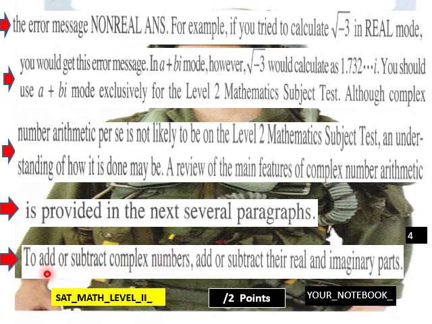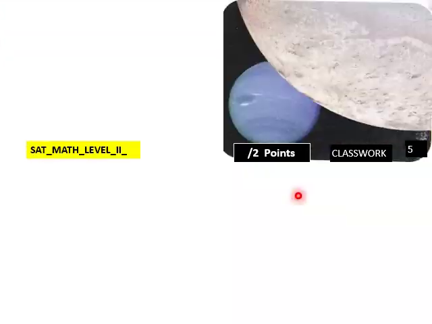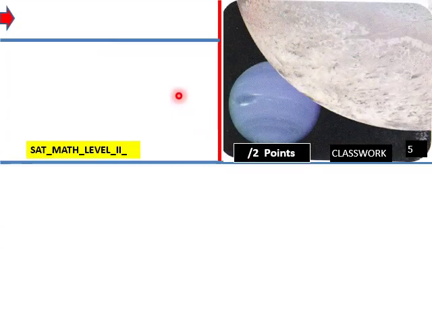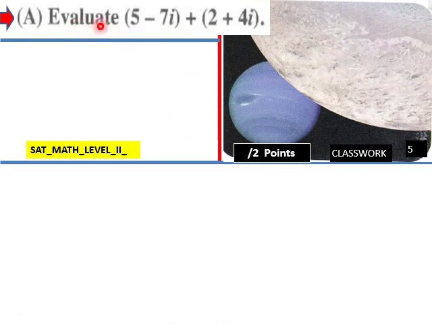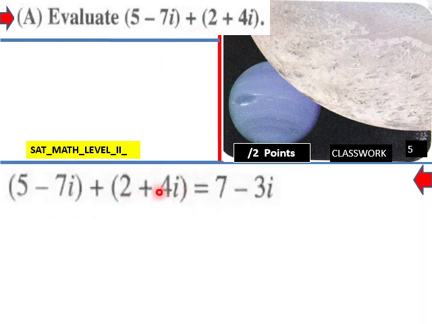So to add or subtract complex numbers, add or subtract the real and imaginary parts. We're going to evaluate an imaginary number expression here. We have 5i minus 7i plus 2 plus 4i. Here is our sum, and this comes out to 7 minus 3i: 5 plus 2, and then negative 7i plus 4i gives us negative 3i.